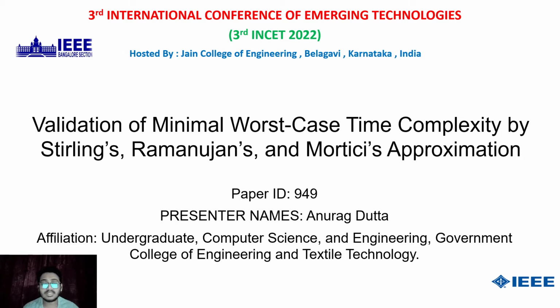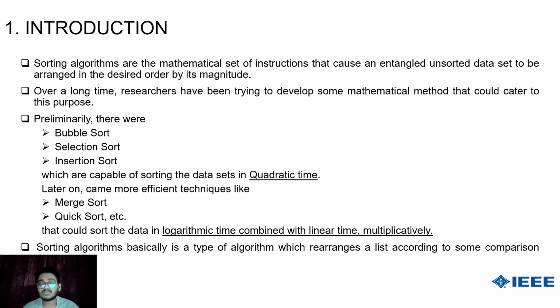So let's just discuss our paper from the introduction itself. Firstly, the paper itself is about sorting algorithms. So we will be discussing those sorting algorithms in the introduction itself. Sorting algorithms are the mathematical set of instructions that causes an entangled unsorted data set to be arranged in desired order by its magnitude. So it is like sorting them in some ascending or descending order, by making use of some comparison operator, that may be like your greater than operator or less than operator. It depends upon the scenario that we want to deal with.